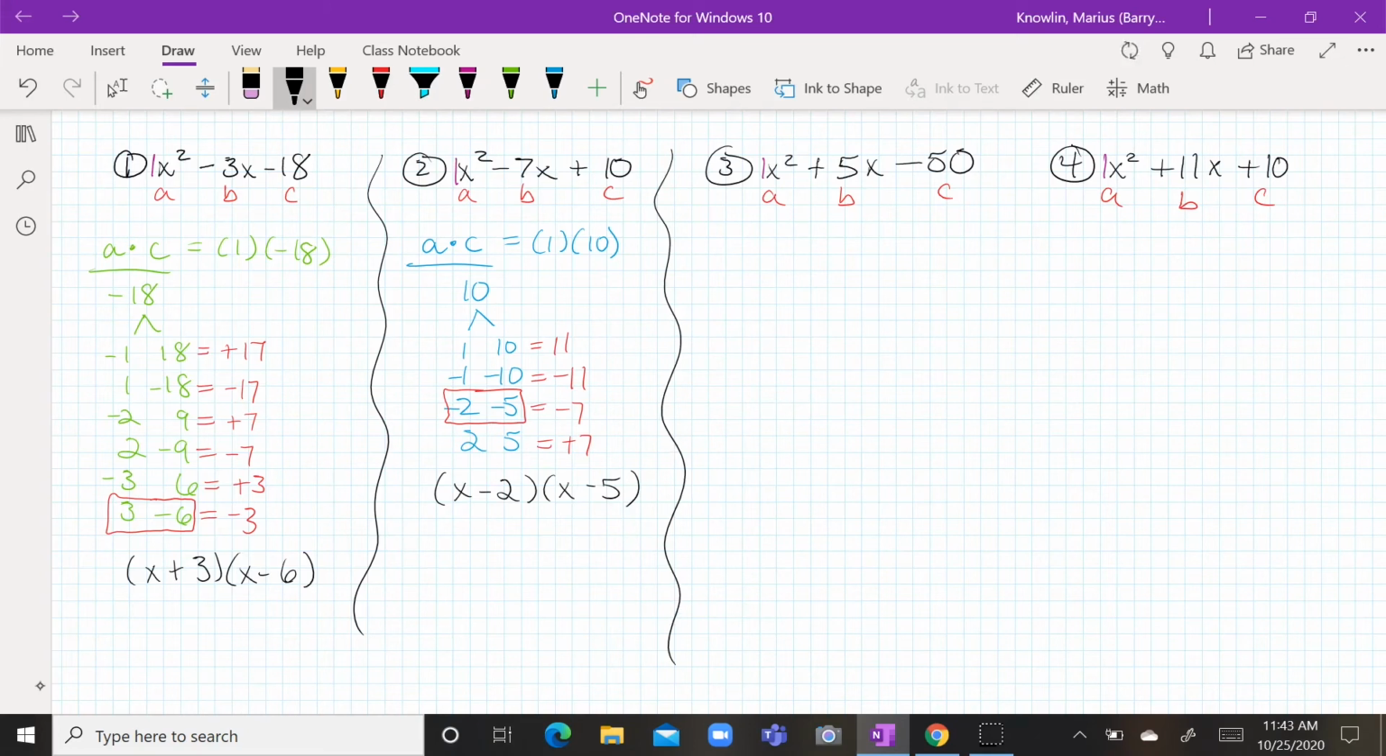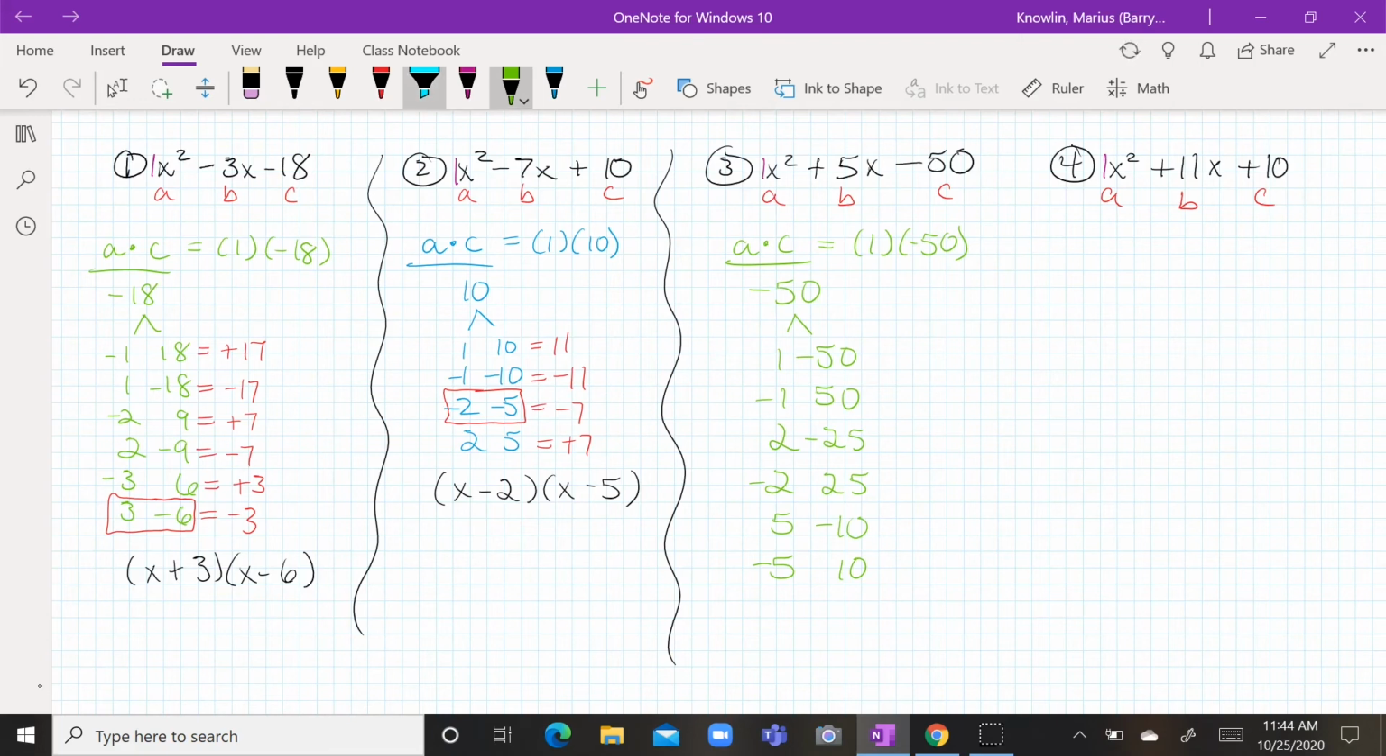Let's take a look at number 3. Number 3, once again, we'll do the same thing. We're going to have a times c, which is equal to positive 1 times negative 50. And now we have to factor negative 50. So 1 and 50, 2 and 25, what else? 5 and 10. Now, in order for it to be negative, one number in each pair has to be negative.